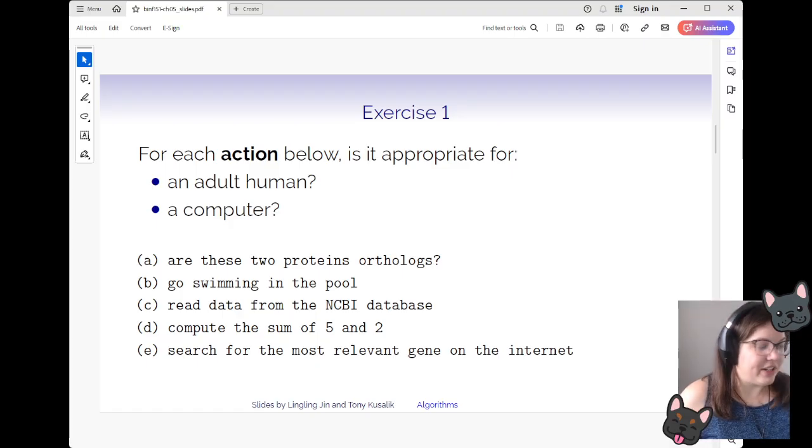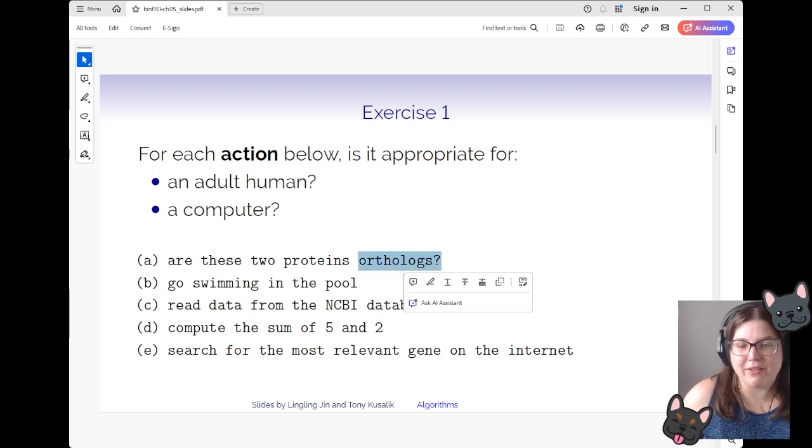So the very first question here, is it appropriate for an adult human if we said, are these 2 proteins orthologs? And now a big hint here is that this statement ends with a question mark. And as I just mentioned in the previous slide, a question mark is not a command to do something, which means that this is violating the imperative requirement for actions in algorithms. So it's actually not appropriate for either an adult human or a computer because it's not even an action to begin with.